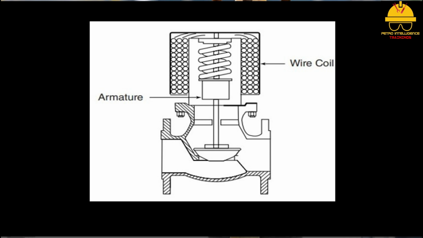The disc rests in the seat, stopping flow. The stem is attached to a metal core or armature that is held in place by a spring. A wire coil surrounds the upper spring and stem. When the wire coil is energized, a magnetic field is set up, causing the armature to lift and compress the spring. The armature is held in place until the current stops.